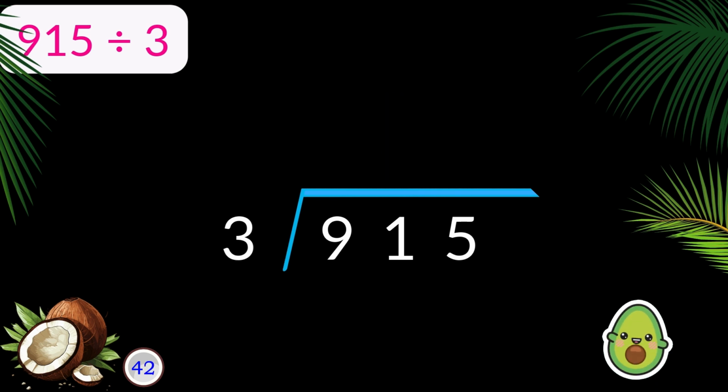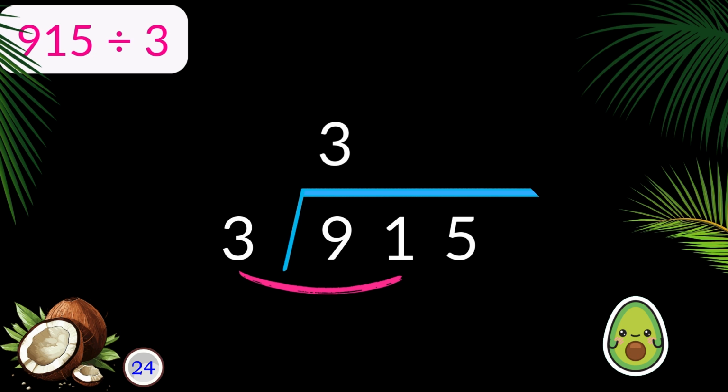Step 2, let's solve it fast. How many times does 3 fit into 9? 3 times. Write 3 above the 9 on the roof. 3 times 3 equals 9, so no remainder. Now, let's move to the next number.